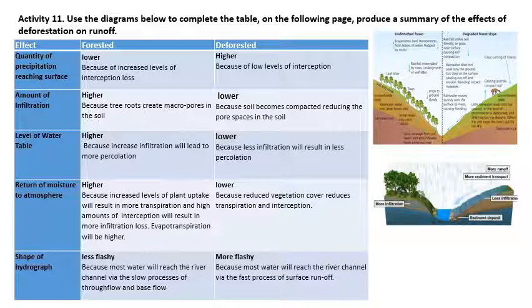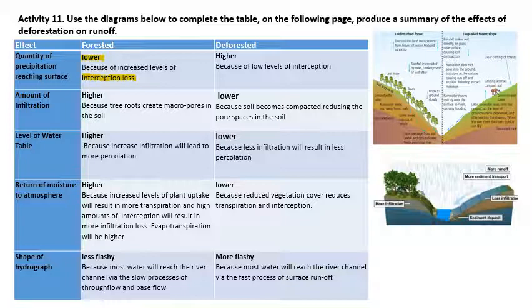If you have a look at the table, you've got a range of different factors or effects. The first effect was the quantity of precipitation reaching the surface. Now, in the forested area, this is lower because of increased levels of interception loss. In the forested area, you're going to get lots more interception compared to a deforested area, and you're therefore going to lose more precipitation through that process of interception loss. And it's going to be held on that vegetation before it's lost for a long period.